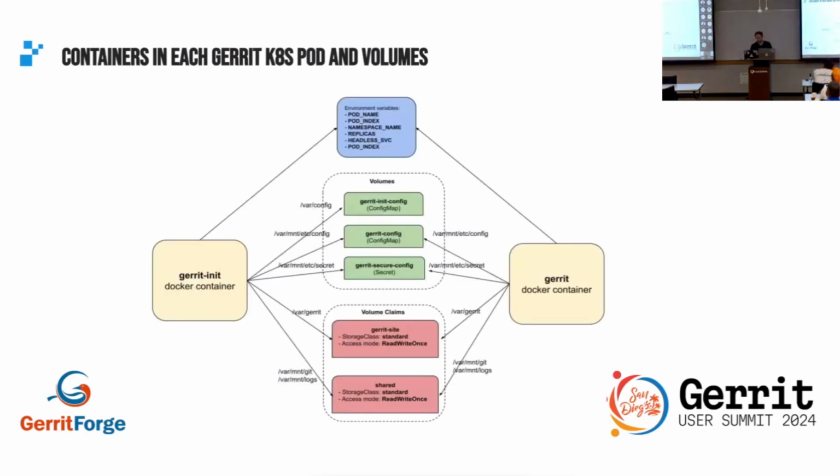This is what it looks like. Each pod is actually 2 containers. You've got your Gerrit init container, which takes care of all the initialization of the site for you, and then you've got your Docker container, which is the actual Gerrit one. The init container is ephemeral. As soon as it has done its job, it dies, and then the Gerrit container starts up and starts serving the incoming traffic.